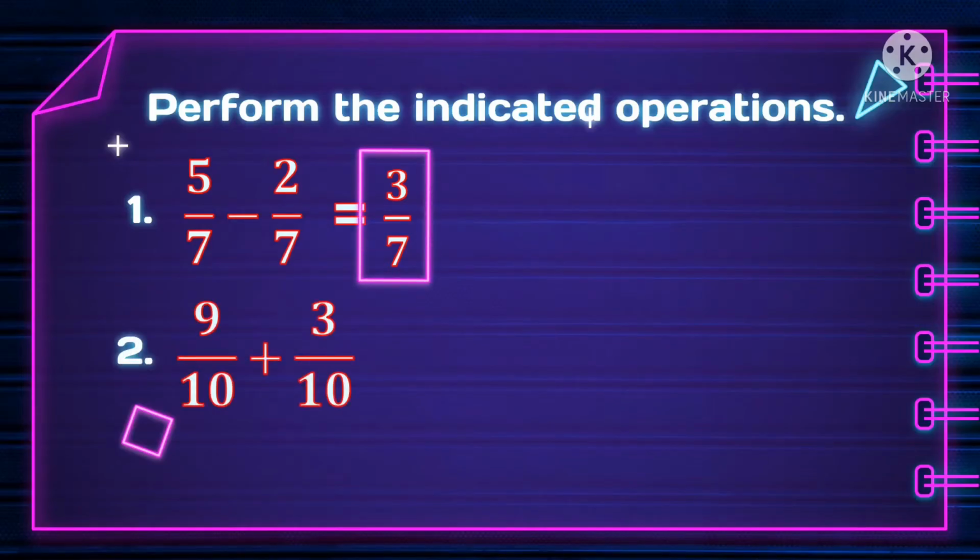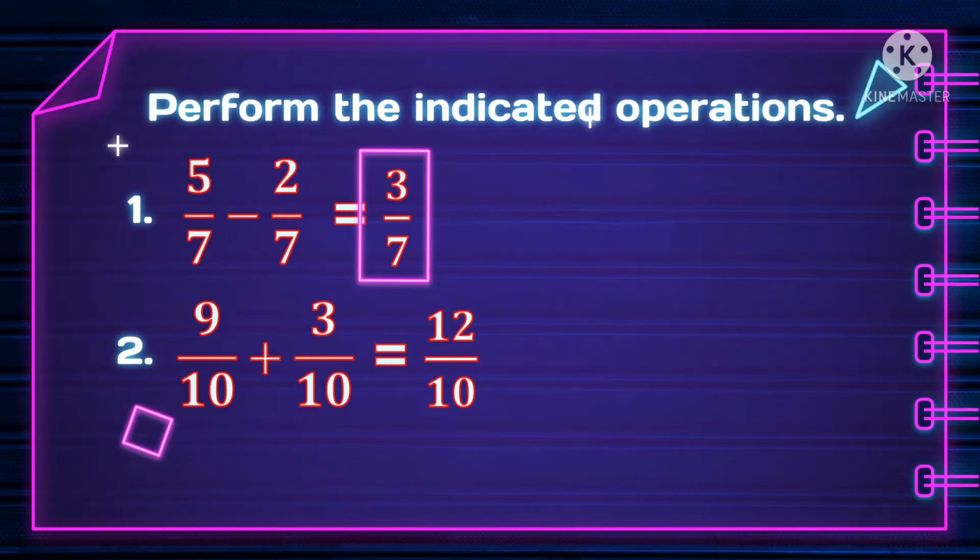Next, 9/10 plus 3/10. So, they are similar fractions. So, apply the rule in adding similar fractions. So, add the numerator, 9 plus 3. So, that is 12. And copy the same denominator, which is 10. Then, simplify your answer if necessary.